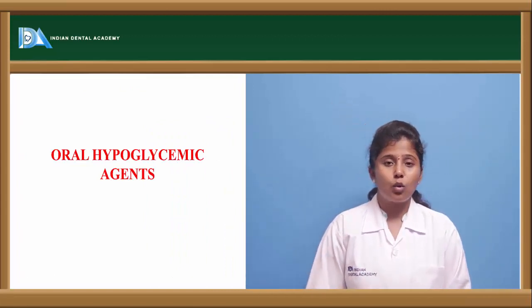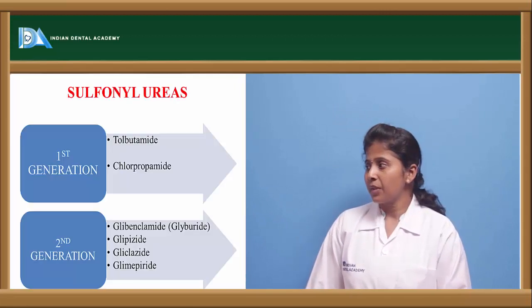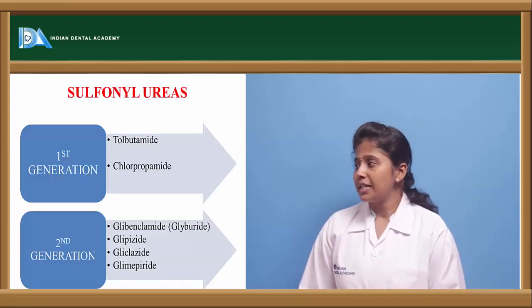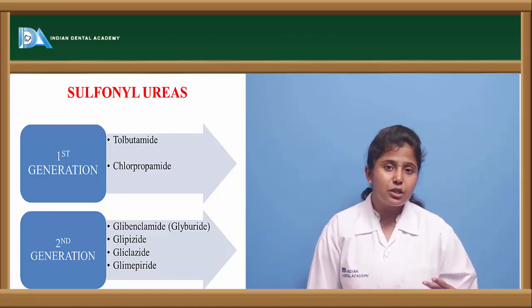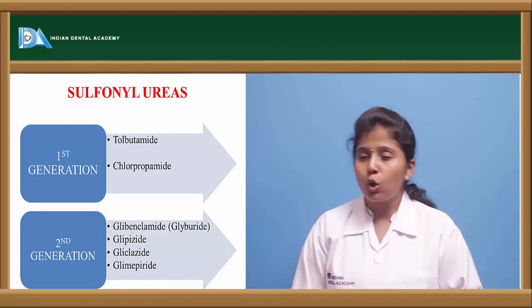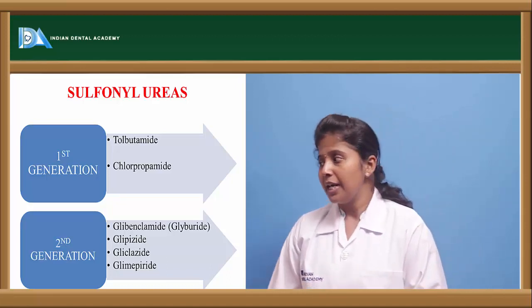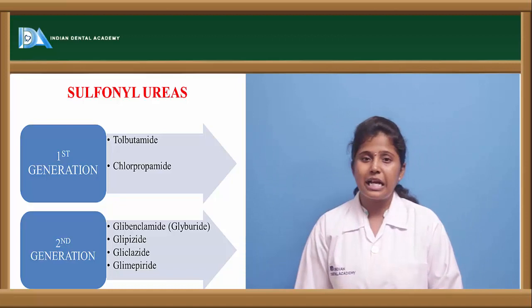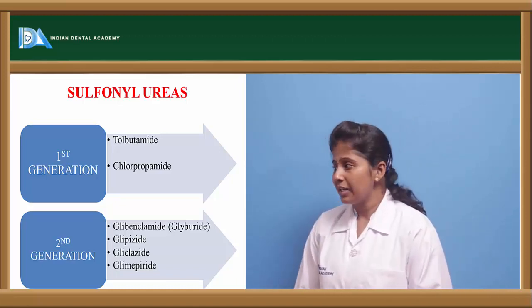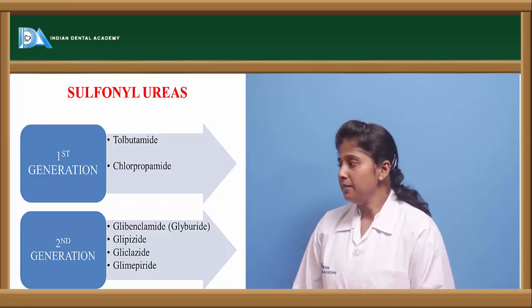These are called oral hypoglycemic agents, and the drugs include sulfonylureas. In the sulfonylureas there are first generation drugs and second generation drugs. The first generation drugs include tolbutamide and chlorpropamide, and second generation drugs include glibenclamide, which is also called glyburide, glipizide, gliclazide as well as glimepiride.